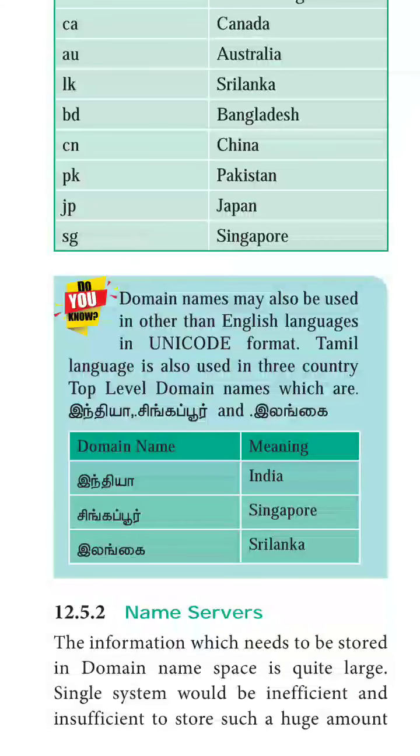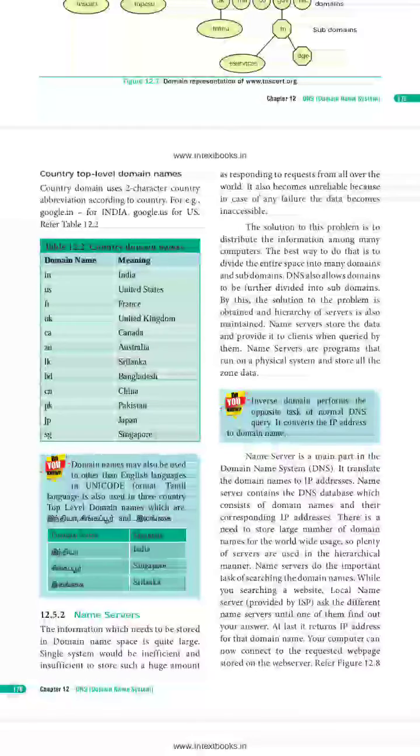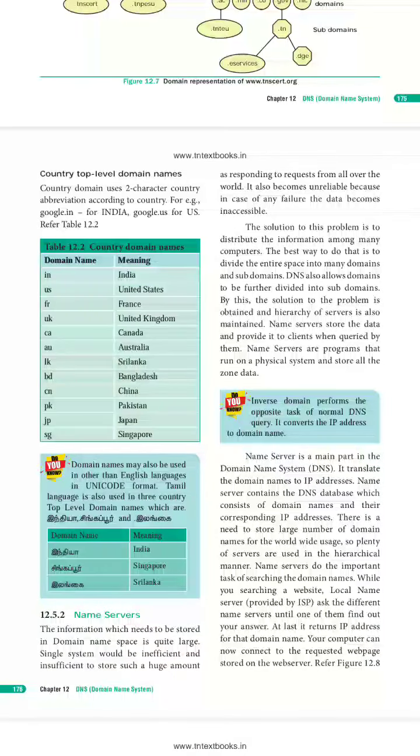Next is the name server. This is a piece of hardware that keeps the domain names and their IP addresses for the service provider. It is a piece of server, and it is the main part of the domain naming system. It translates the domain name into an IP address. The name server consists of a DNS database and the corresponding IP addresses.